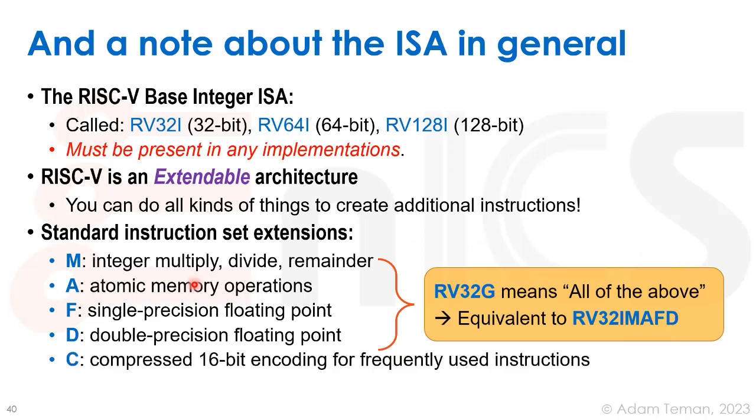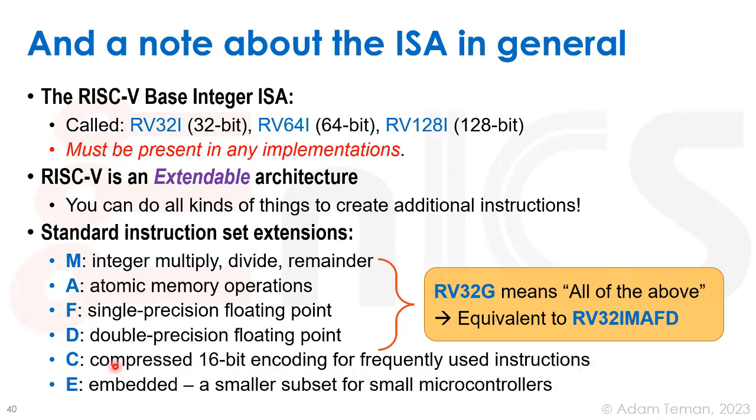So there's another very commonly found standard extension, which is C, which are compressed instructions. And this lets us have 16-bit encoding for really frequently used instructions to save code space. And I said it's not exactly true that the base is present in any implementation, because there's an embedded version, which is really a smaller subset for small microcontrollers, and it won't implement the entire RV32I, but everything else will, except for the less common E extension.